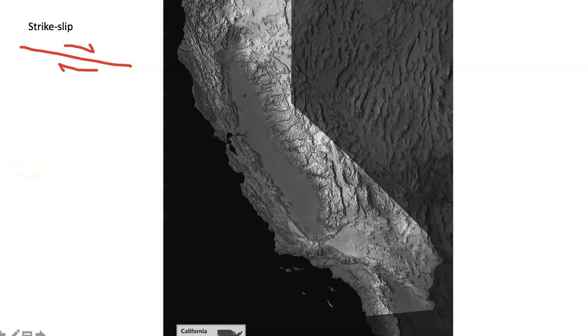And I use little half arrows because sometimes it gets crowded on maps to draw the full arrows. Now this is the one that's going to be new. Normal faults. Normal faults do have a trace along the land, and when we draw them, the convention is to put a bar and a ball on the side of the fault that went down.